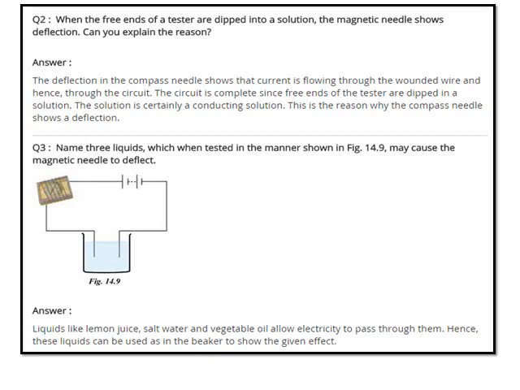The next question. Name 3 liquids which, when tested in the manner shown in figure 14.9, may cause the magnetic needle to deflect. Liquids like lemon juice, salt water, and vegetable oil allow electricity to pass through them. Hence, these liquids can be used to show the chemical effect of current.